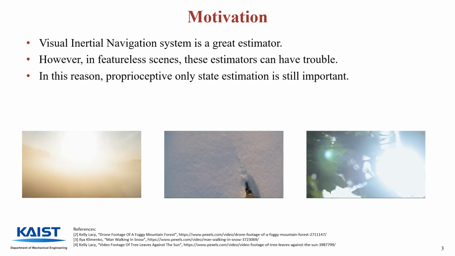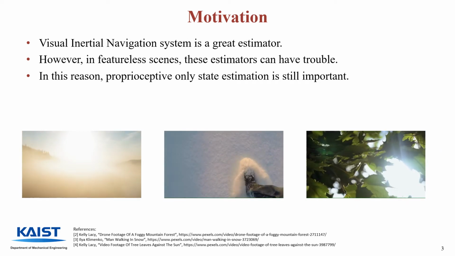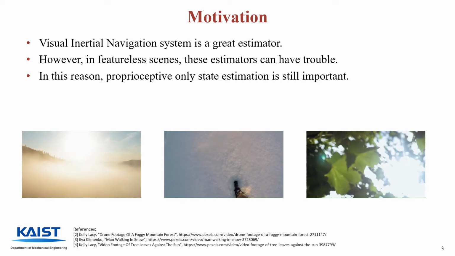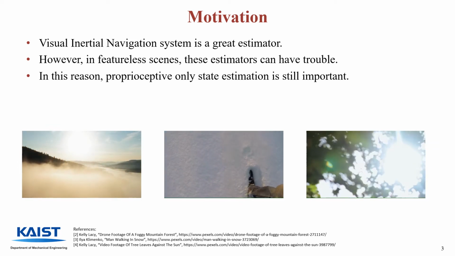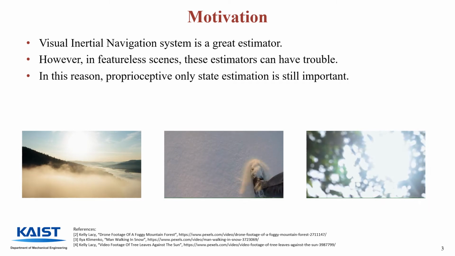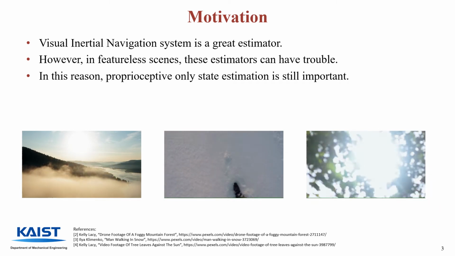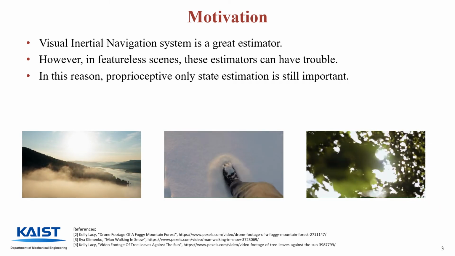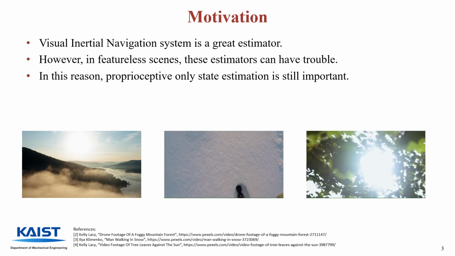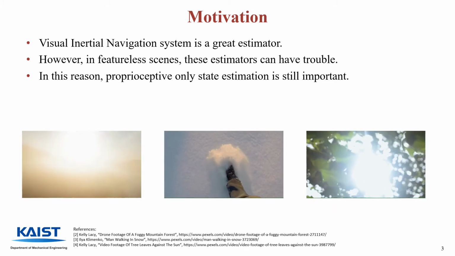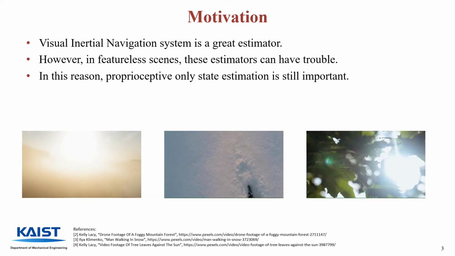Many researches with visual inertial navigation systems showed great results in estimating the robot state accurately. However, when cameras fall into featureless scenes, like the videos shown below, it can have trouble. For this reason, proprioceptive-only state estimation is still an important and widely used state estimation method.